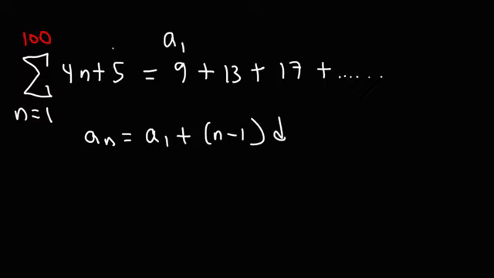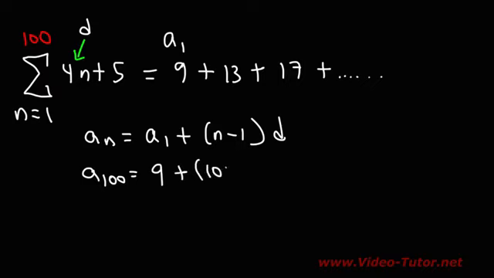We have the first term. We know what the common difference is. The common difference is 4, since the second term is 4 units higher than the first term. And each successive term is always going to be 4 units higher than the previous term. So d is 4. And thus we just have to plug in, or replace n with 100, to get the 100th term. So the first term is 9, n is 100, the common difference is 4.